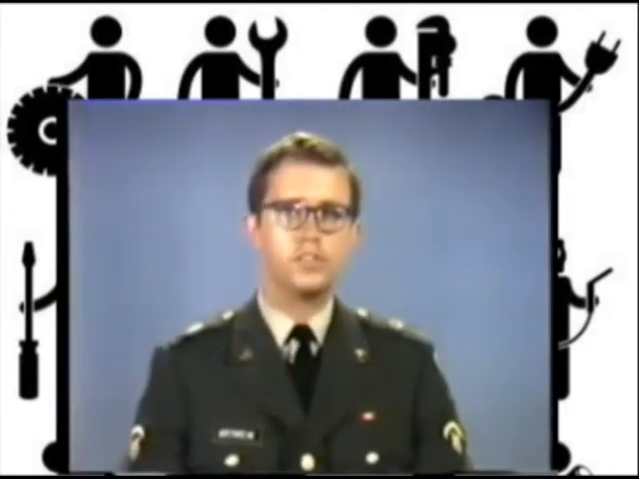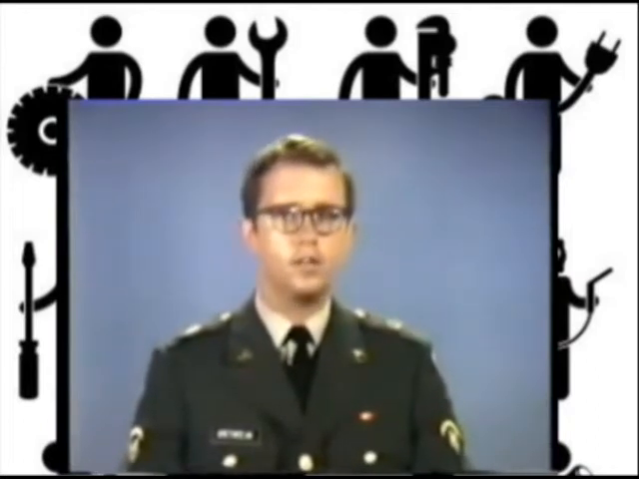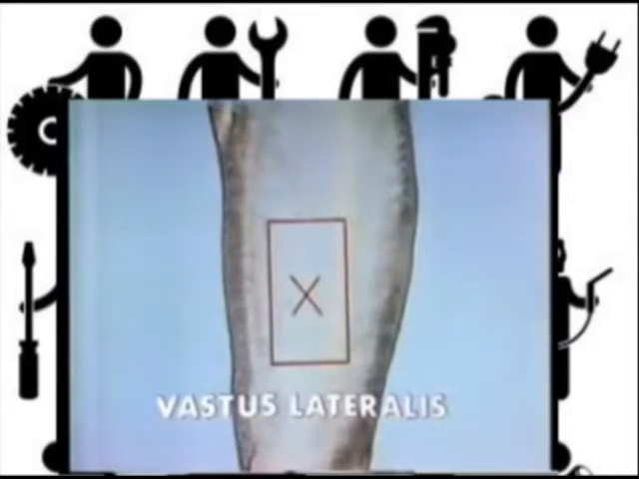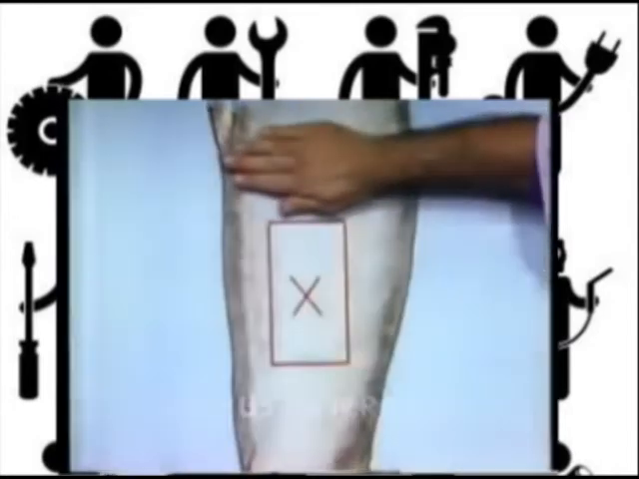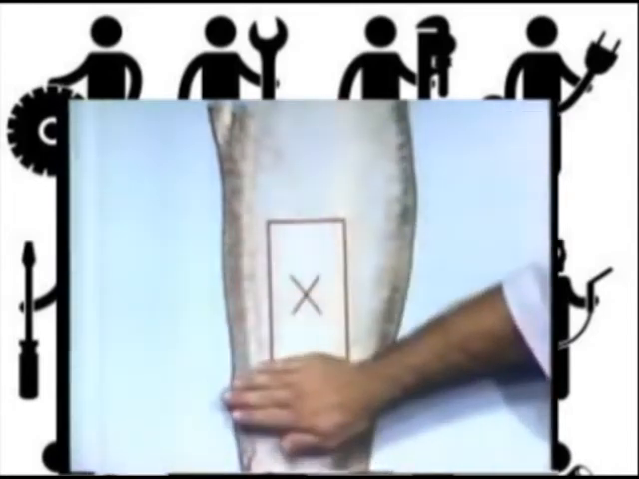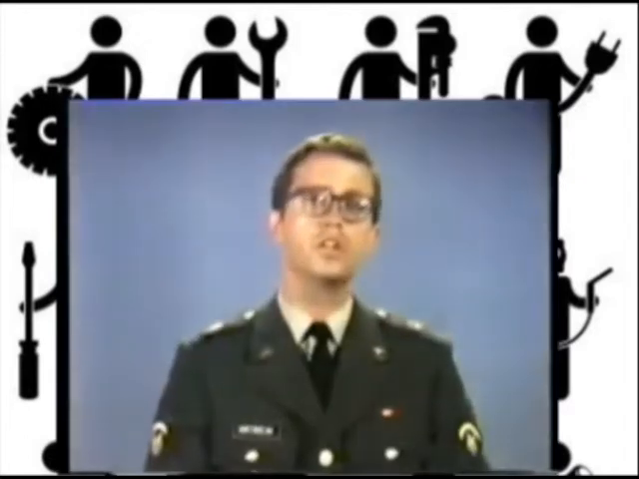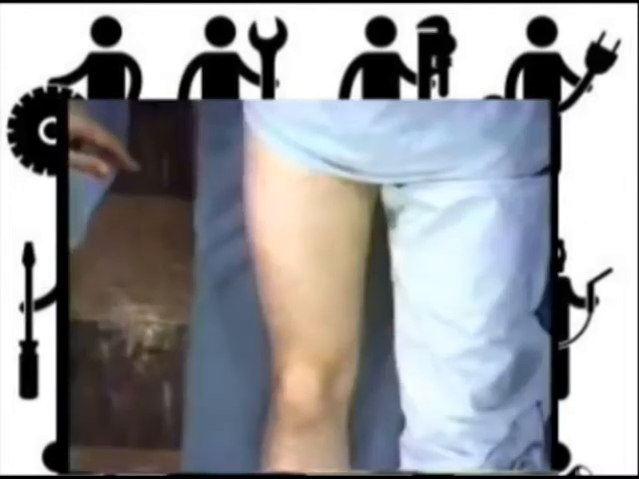The third most common site is the lateral thigh or the vastus lateralis muscle. Its boundaries are a hand's breadth below the groin and a hand's breadth above the knee. The side boundaries are from the mid-anterior thigh to the mid-lateral thigh. Now we'll see what it looks like on a patient.